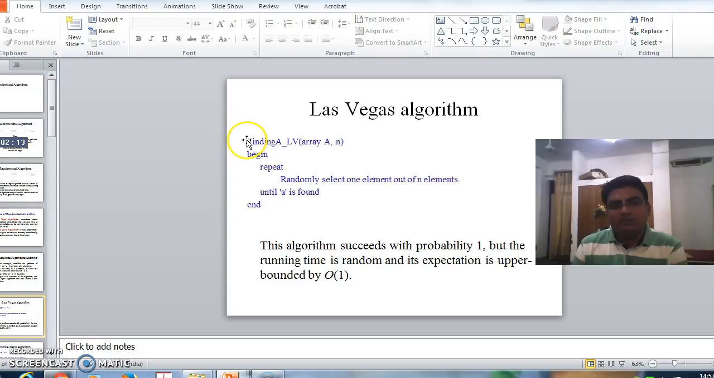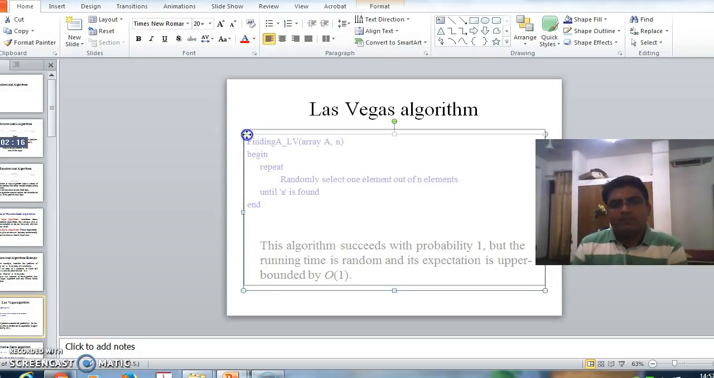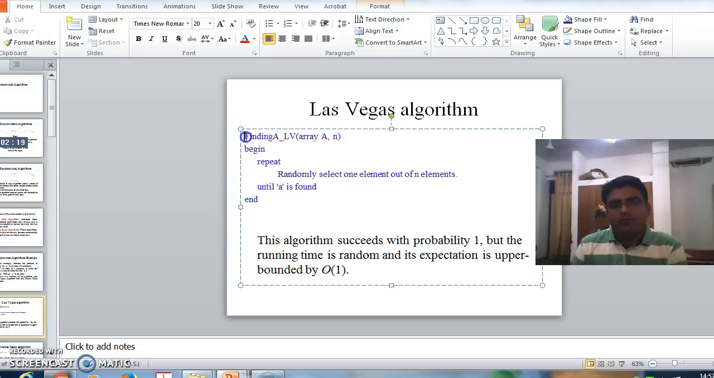As this algorithm suggests, now what can we do? We can have an algorithm, finding A Las Vegas. In this you can see we have array A and the array will contain a list of n items. Now we'll repeat the same procedure until we find the solution. And how will we find the solution? We'll randomly select one element out of n elements and then see whether this is A or not. If this is A, then okay, otherwise we'll repeat the same procedure until we get A.